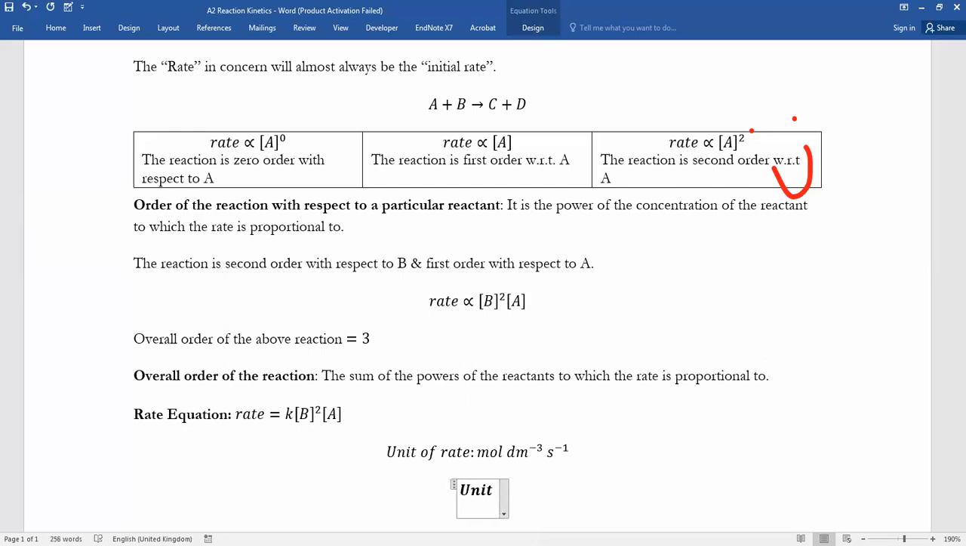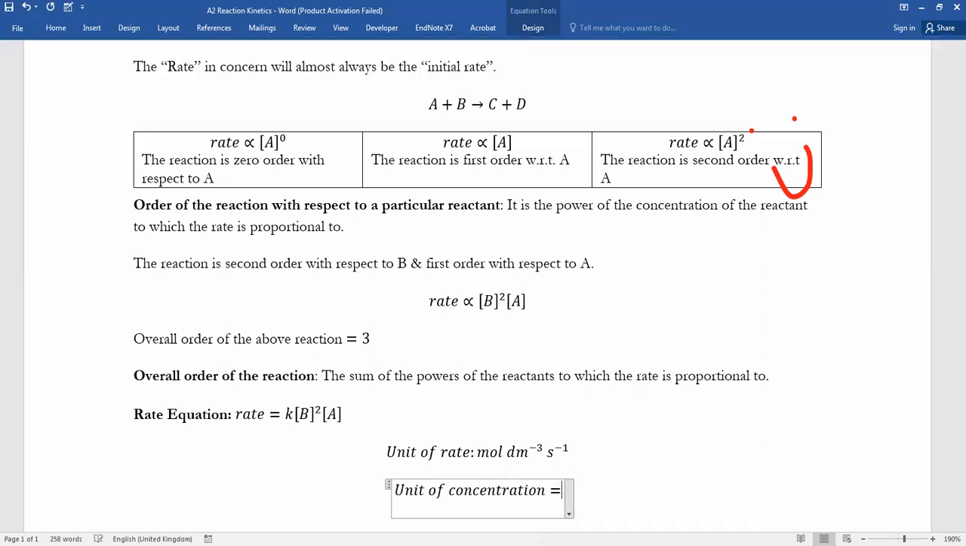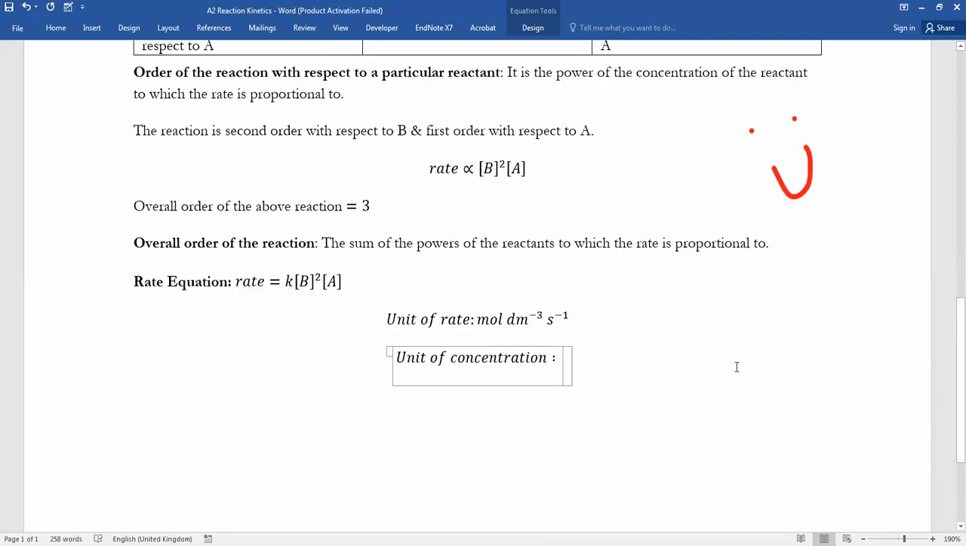And can you tell me the unit of concentration? Mole per dm cube. Very good. How did you know it's mole per dm cube? There are many different units of concentration as well. Because rate is concentration over time. Yes, you're right. For us right now, rate is concentration upon time. But how do you know that concentration will be mole per dm cube in this case?